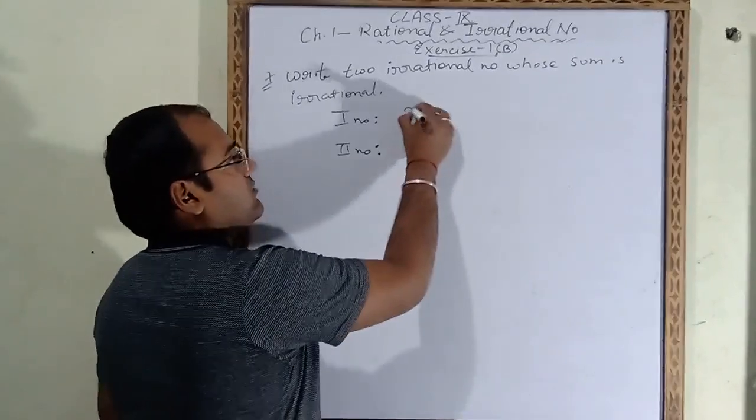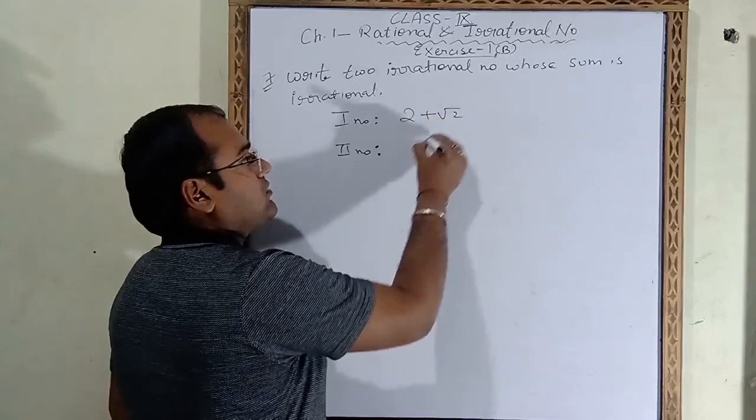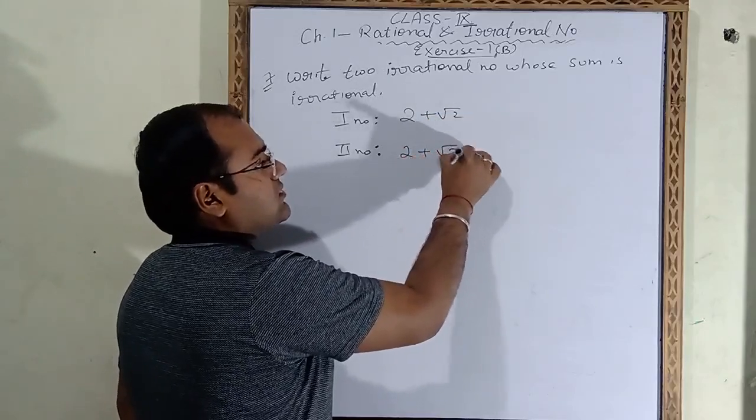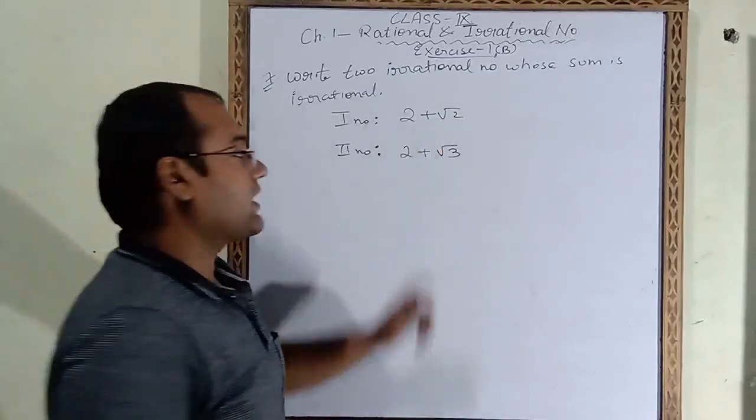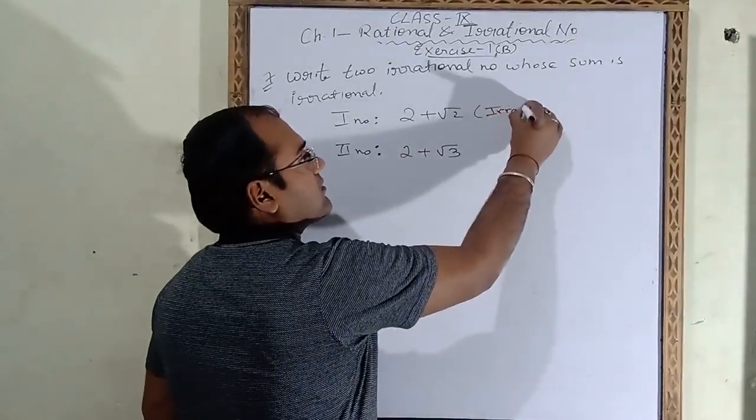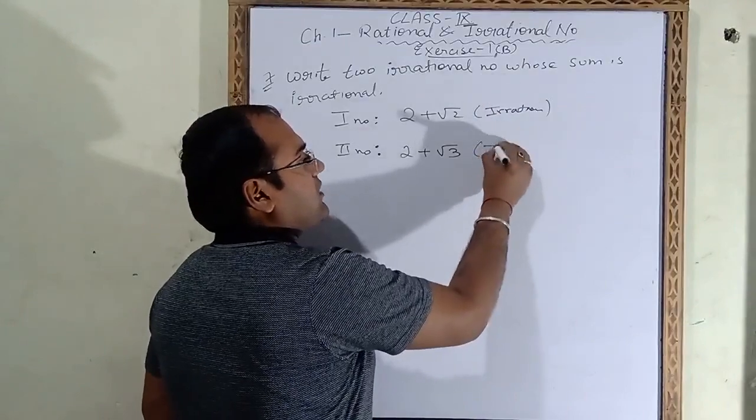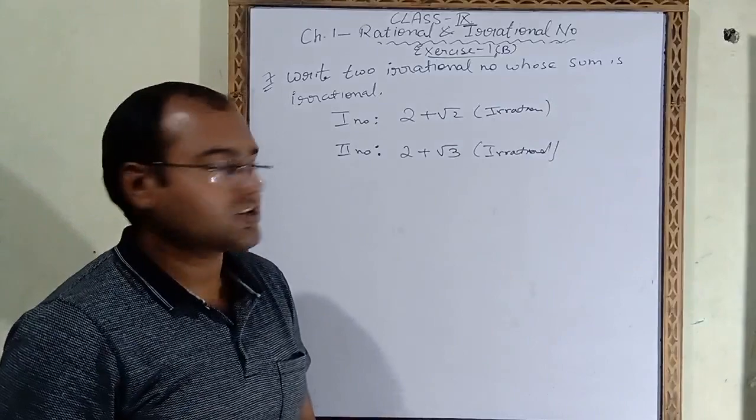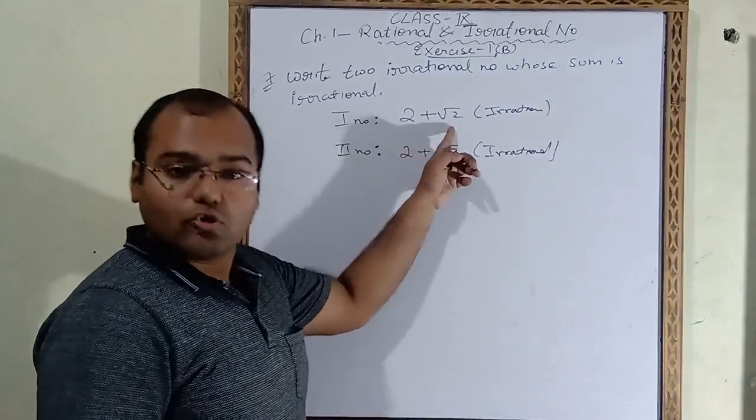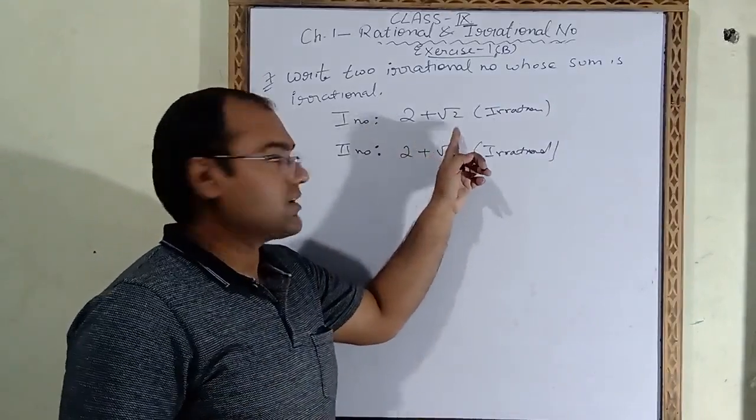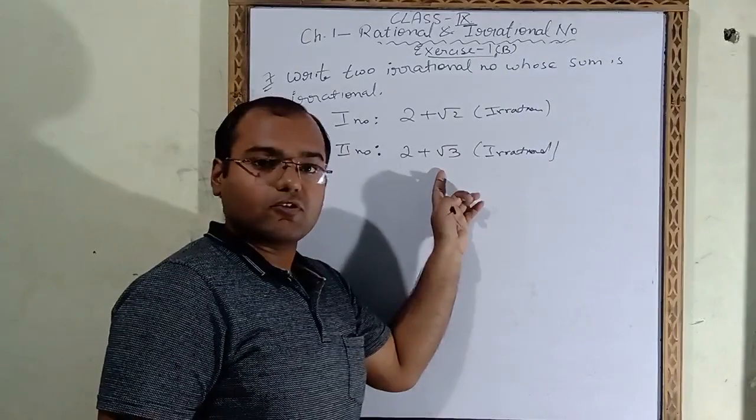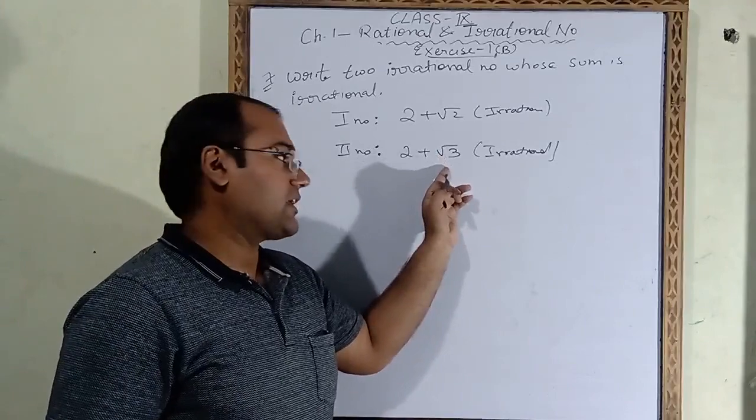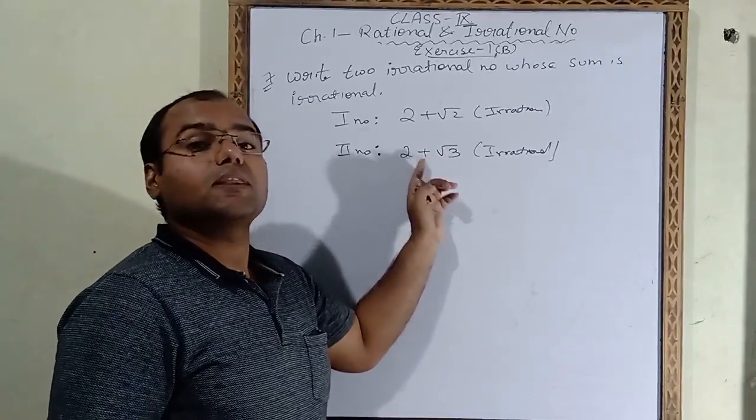Suppose I will take here 2 plus root 2, and here I will take 2 plus root 3. This is also an irrational number, and this one also irrational. Why are these two irrational? Because in the first number root 2 is coming, that's why it is irrational. In the second number root 3 is coming, root 3 answer we will not be able to find. It is non-terminating and non-recurring, that's why it is also irrational.